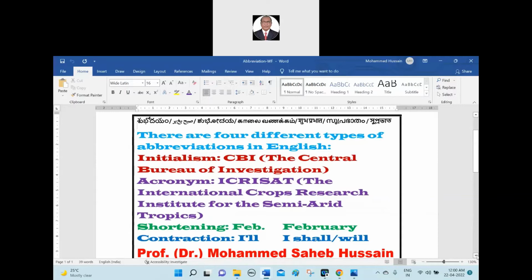NATO, SATO, OPEC, ICRISAT. Anyone? Acronym. It is said to be an acronym because we are not using the letters separately, we are using all the letters as a word. So we can say it's an acronym.